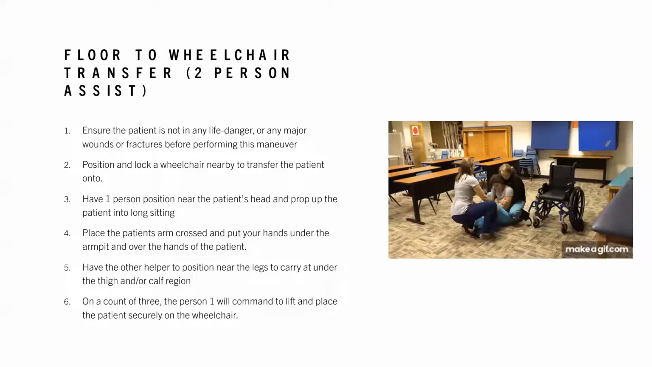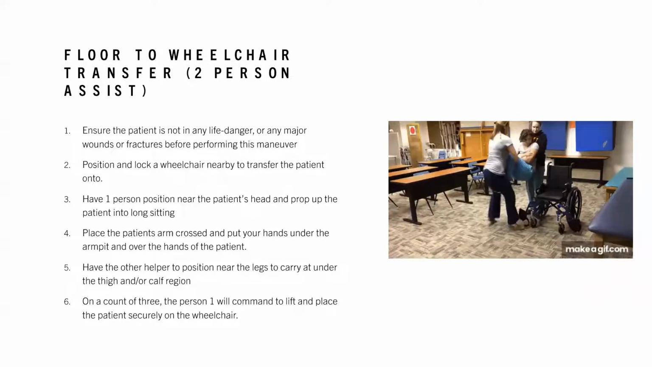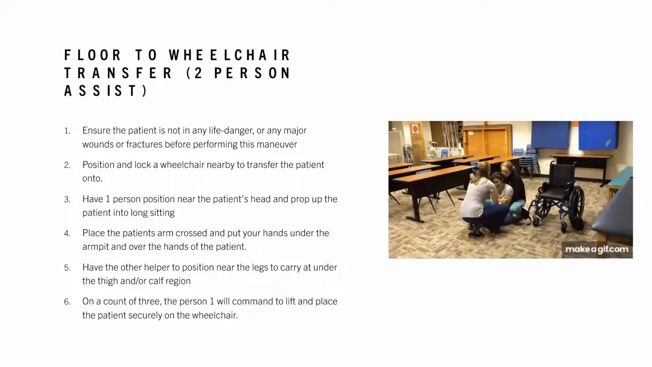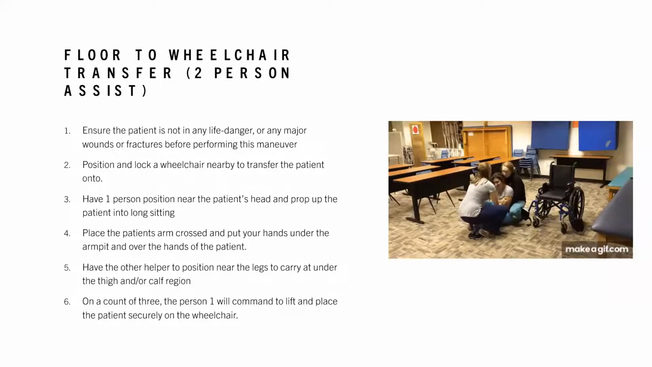Place the patient's arm across their chest and put your hand underneath the armpit and over the hands of the patient. Have the other helper position near the legs to carry under the thigh and or calf region. And on the count of three, person one will command to lift and place the patient securely on the wheelchair. Let's look at the video for that too.